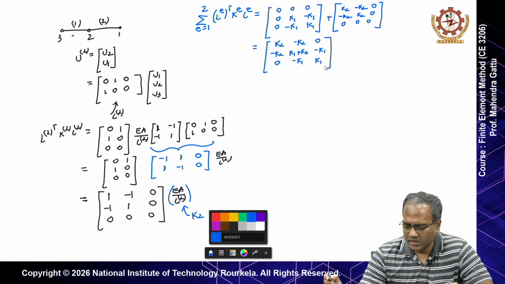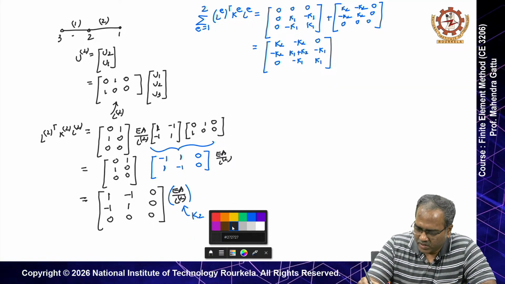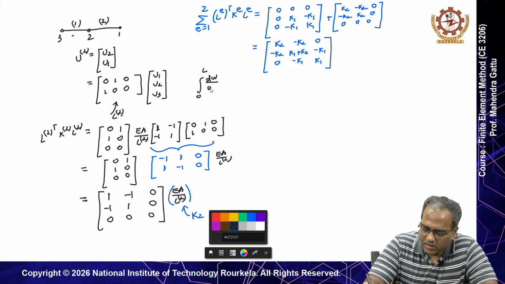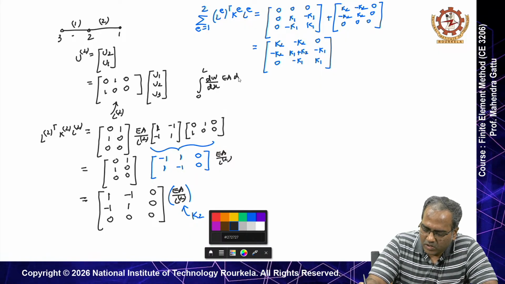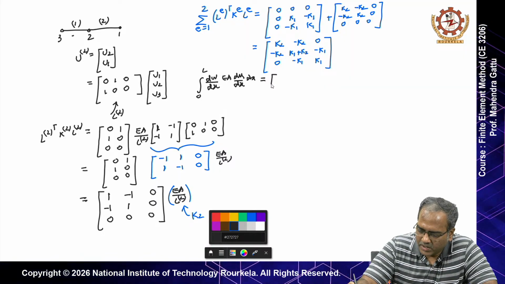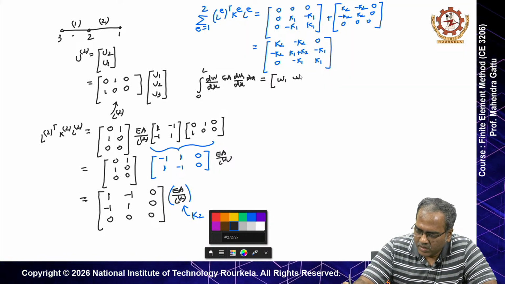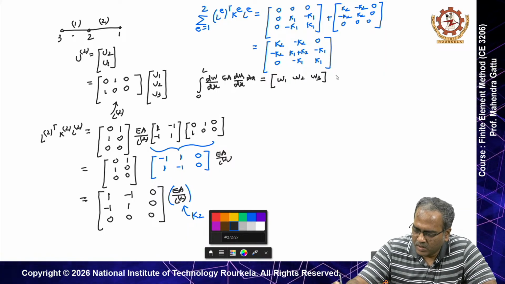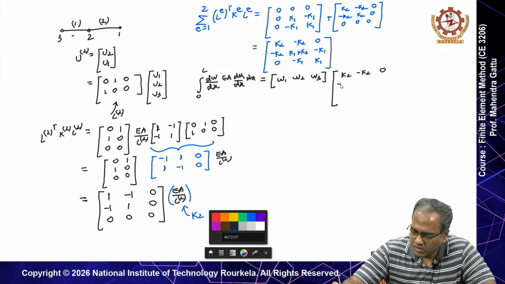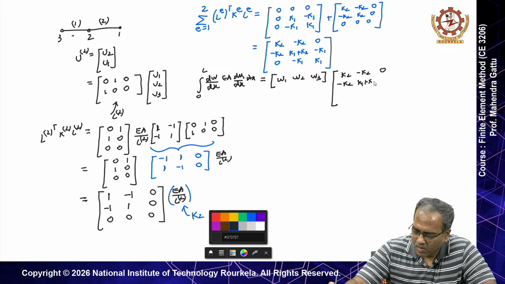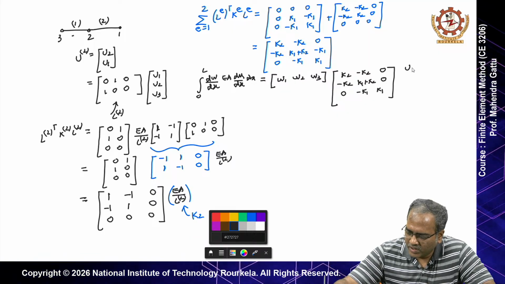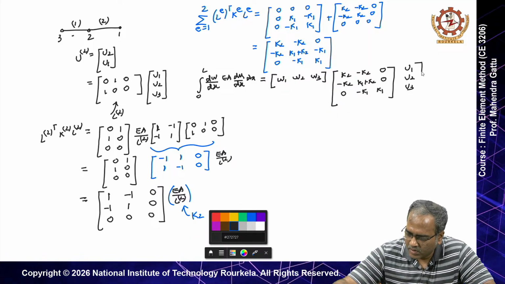So, this is our stiffness matrix, and the first term, the integral from 0 to L of dw by dx times EA du by dx, will become W1, W2, W3 times the stiffness matrix K2, minus K2, 0 and so on, times the displacement vector U1, U2, U3. Okay.